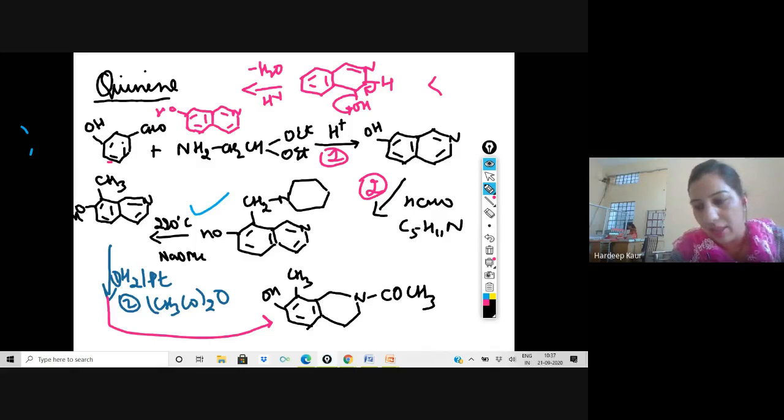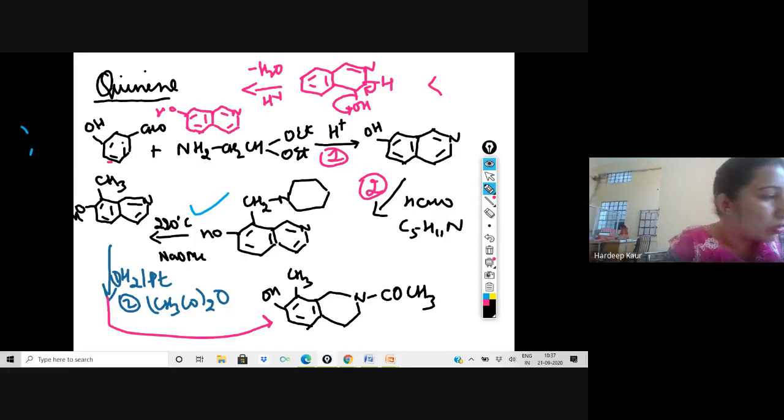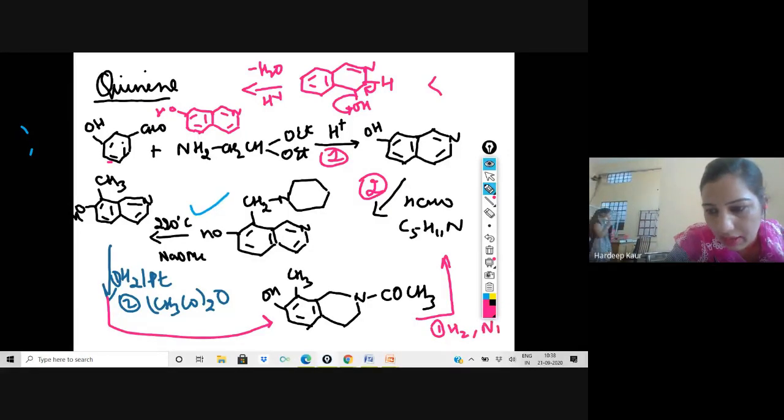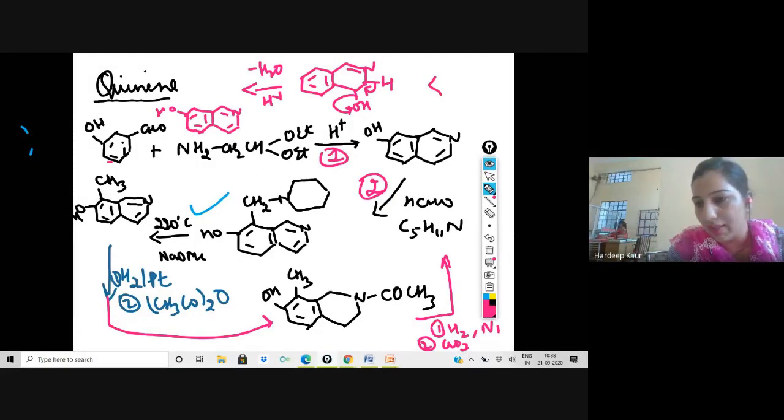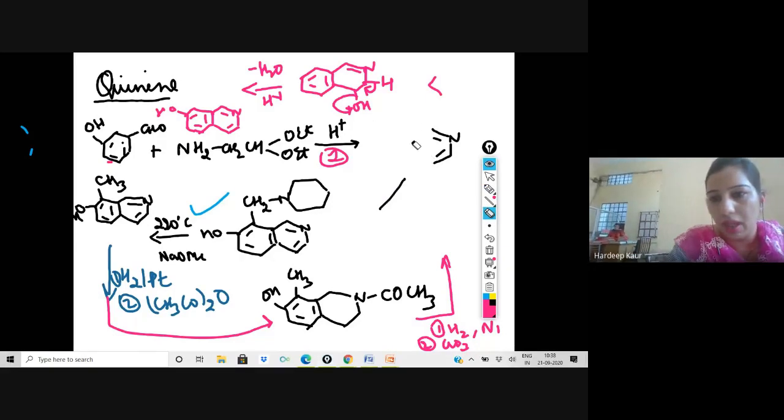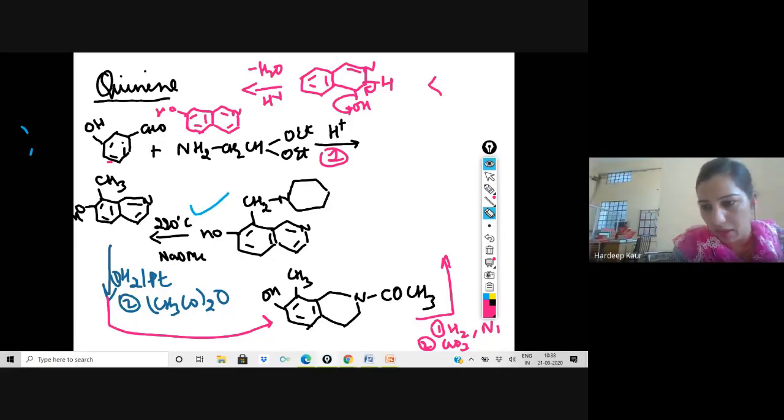Now we change the conditions, and instead of platinum, we use Raney nickel as a catalyst, and then we oxidize the product formed. So write down what we are doing. First we will reduce in the presence of Raney nickel. Then we oxidize the product formed with chromium trioxide. Okay. So in this case, we will now have this product.